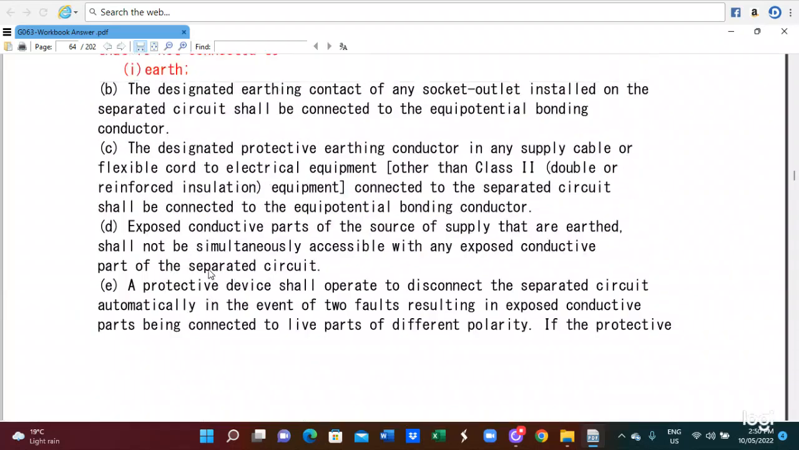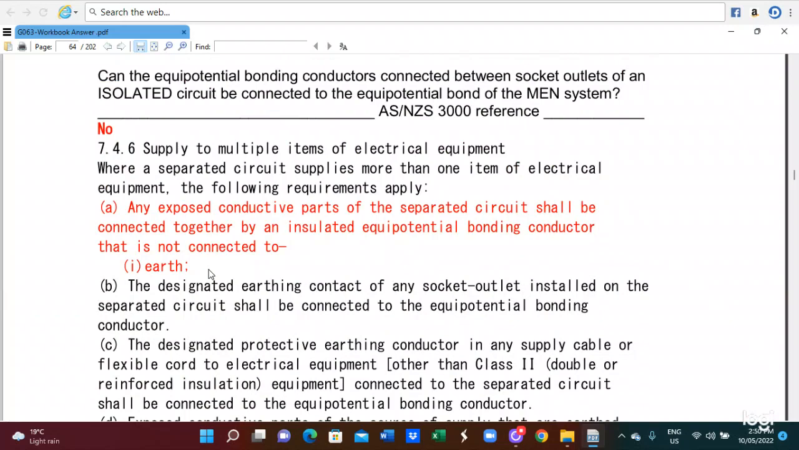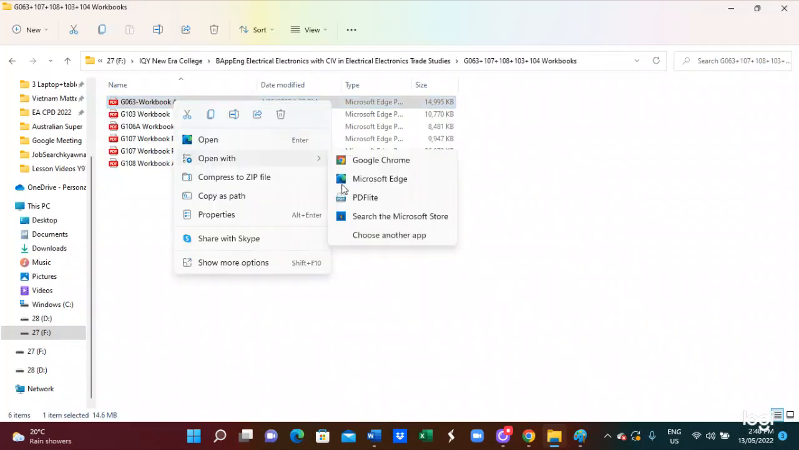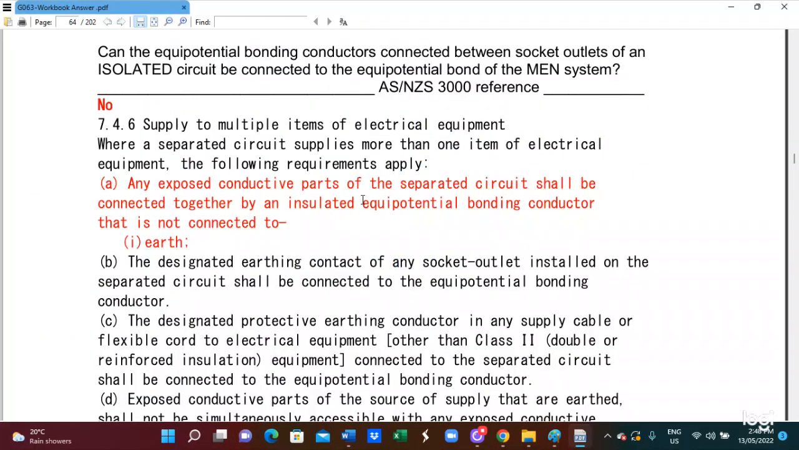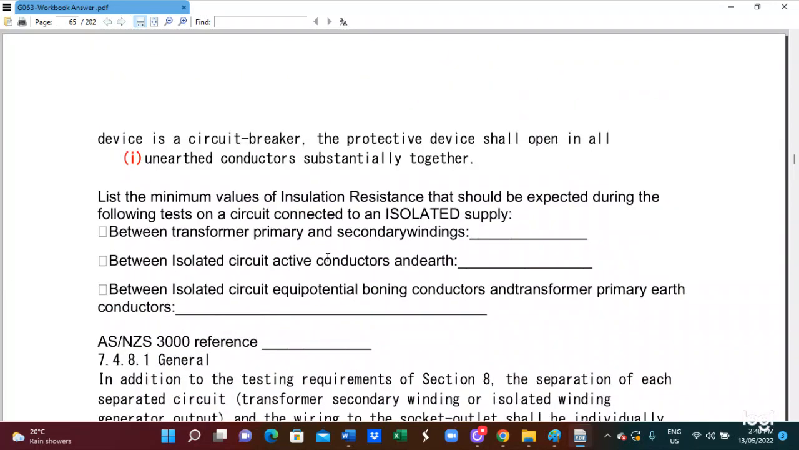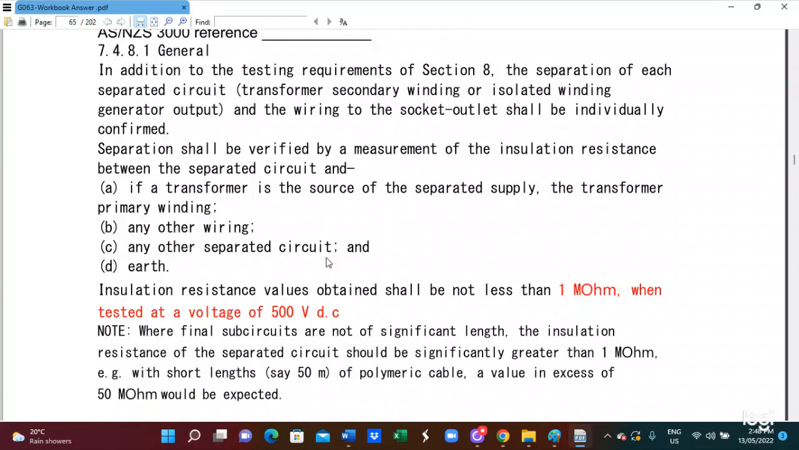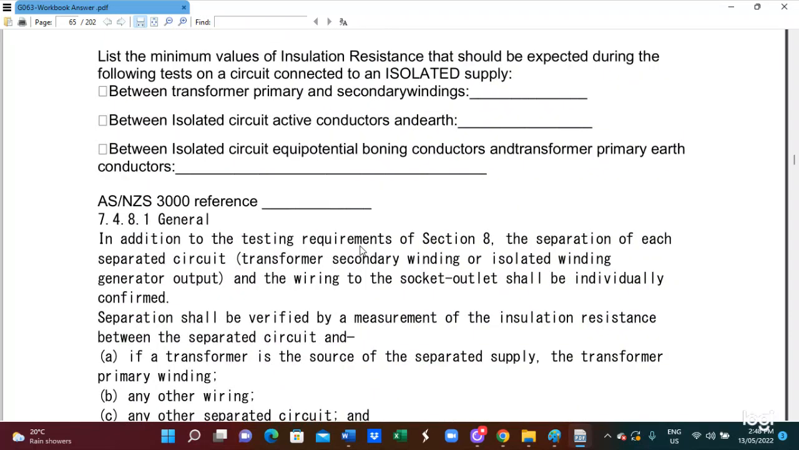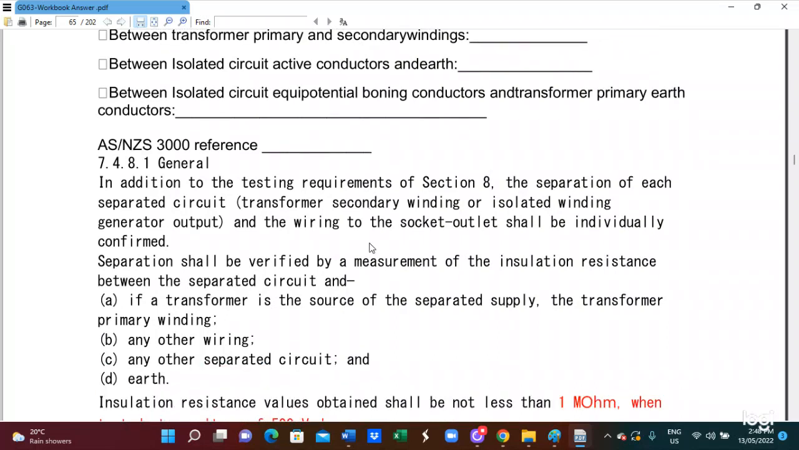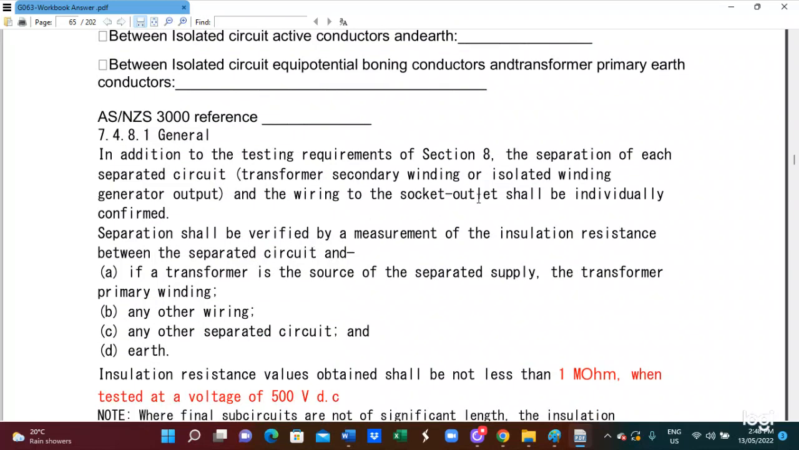So today's circuit, we answer the question provided. In this case, clause 7.4.8.1 mentions the testing requirement. Separation of the separated circuit, transformer secondary wiring, isolated wiring, and the wiring to the socket outlet shall be individually confirmed. Separation shall be verified by measurement of the system.